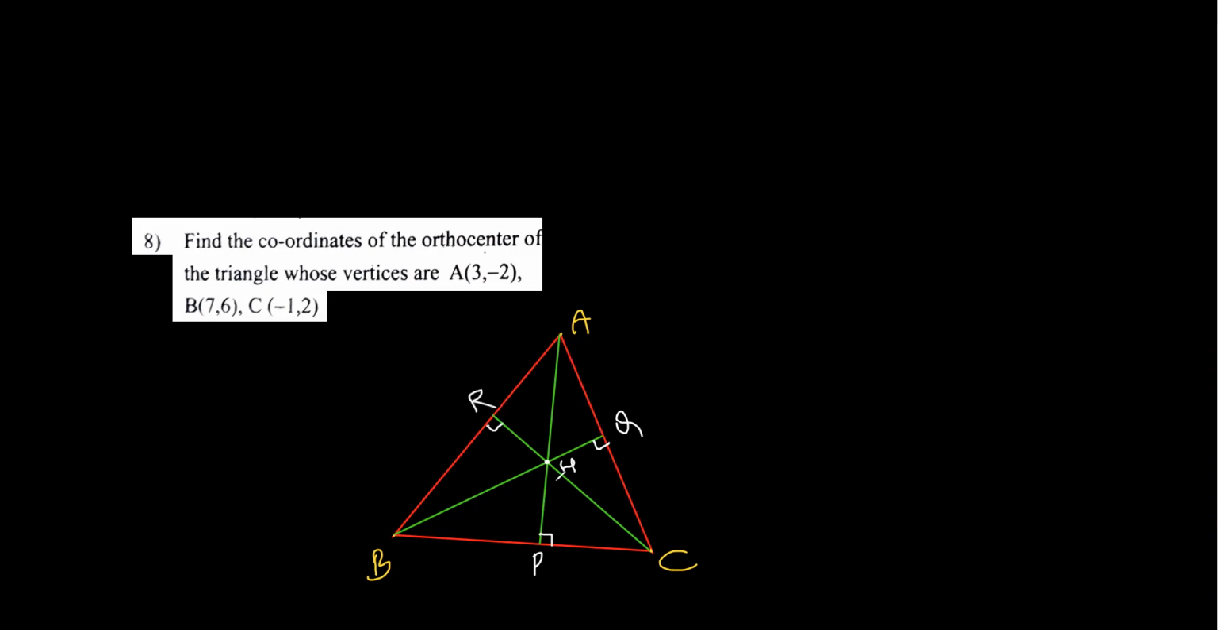You understand? And then you don't have to solve for all three altitudes, solve any two, because you have to solve the equation of those two altitudes to get the point of intersection of altitudes, which is going to be H. And how to get the equation of an altitude, that I've already taught you.